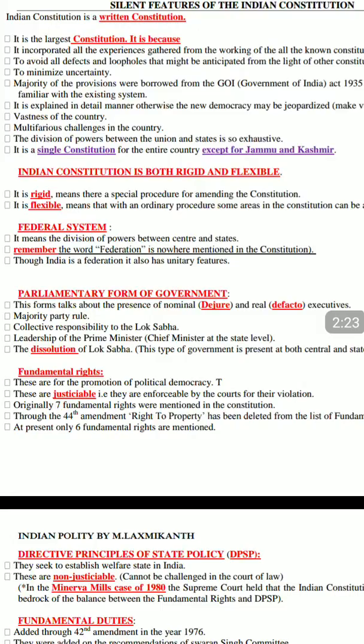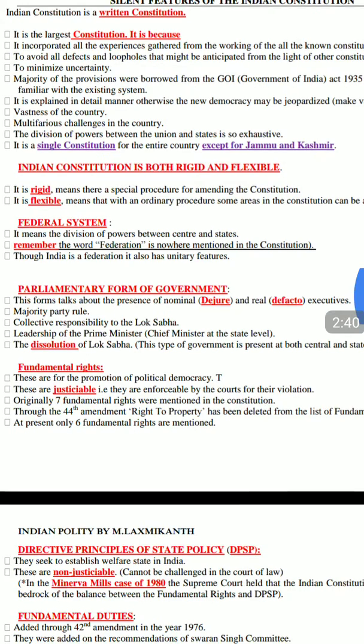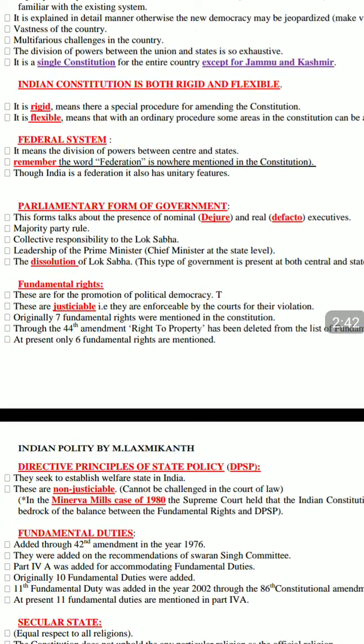So the Indian Constitution also uses the federal system. It means that power is divided between the center and the state. And it is a parliamentary form of government. This form talks about the presence of nominal and real executive, the majority party rule, and the ministers in the Lok Sabha being collectively responsible to the Lok Sabha.